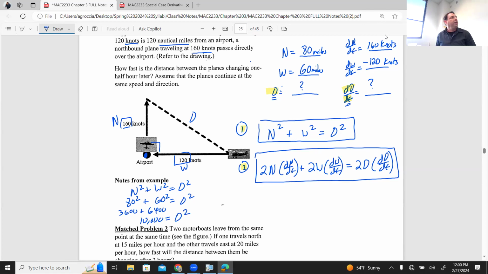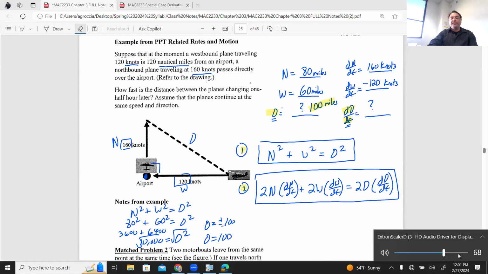But keep in mind, I'm not looking for d squared, I'm looking for d. So I'm going to square root both sides. Technically, you get positive or negative 100, but since we're talking about a distance, d is 100. So we find that d is 100 nautical miles. So I use the first equation to find d.